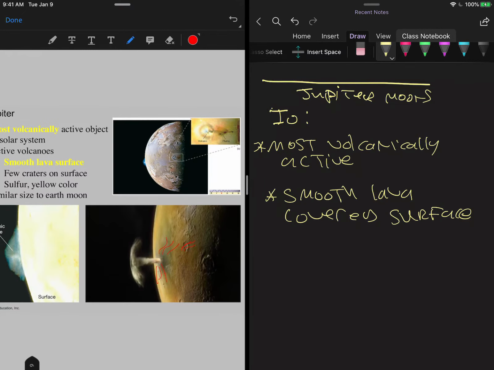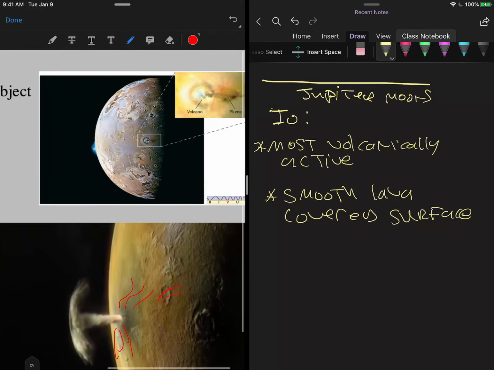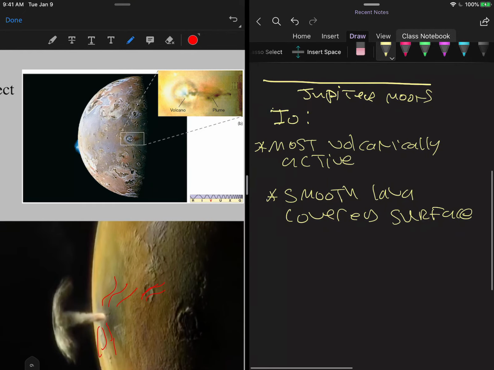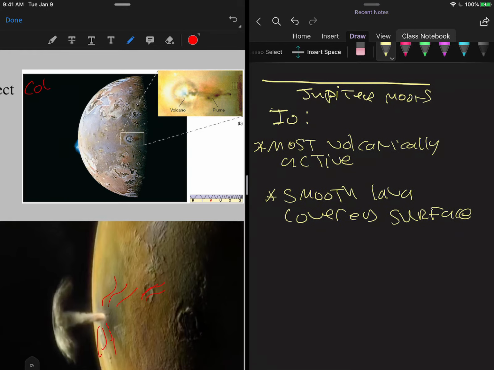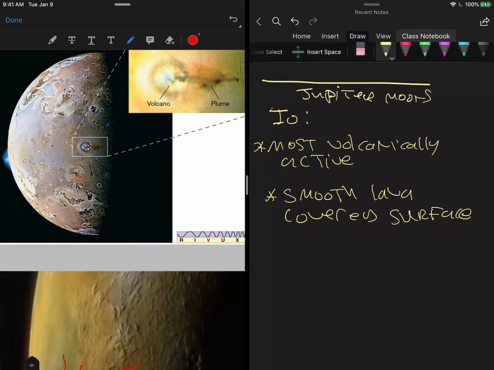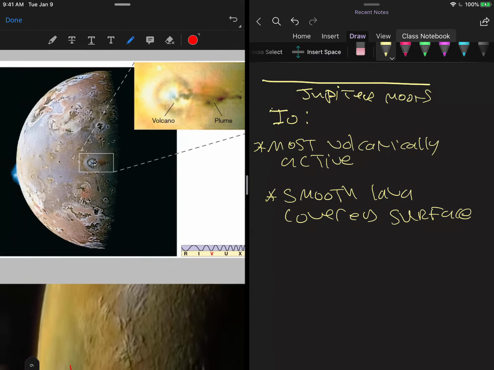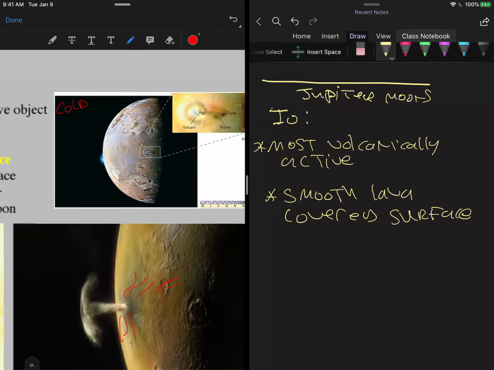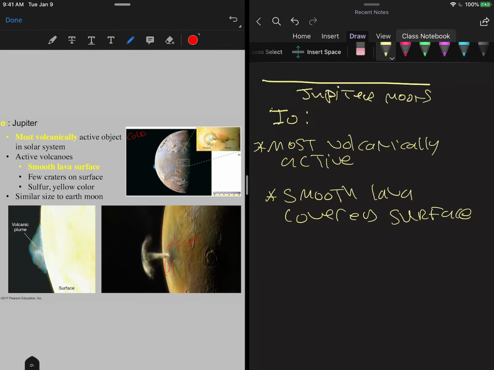I mentioned that these moons live in a cold part of the solar system. Out here it's actually very, very cold, below freezing. So how is it that Io can be the most volcanically active body in the solar system when it's in one of the colder regions? That's what we're going to try to understand next.